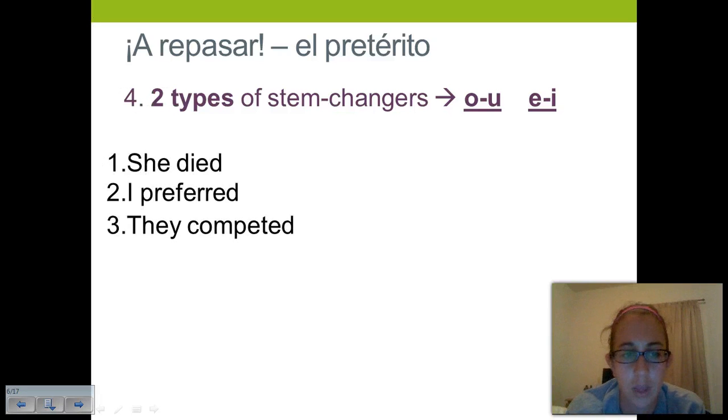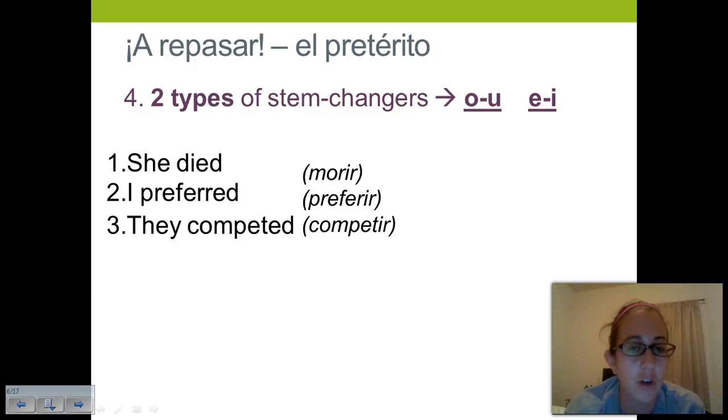Okay? So here are our 3 practice problems. She died, I preferred, and they competed. Now I'm giving you these verbs on your notes, so if you don't know what they are in Spanish, there you have them. But it's really up to you guys to start. You should know that morir means to die, preferir means to prefer, and competir means to compete. So go ahead and hit pause and write down those conjugations.